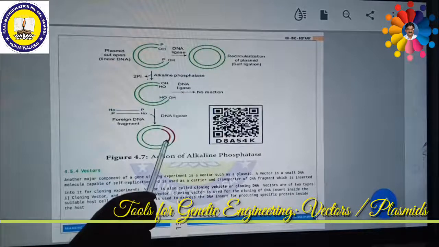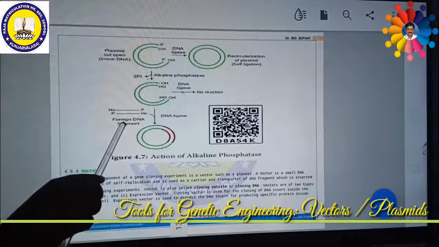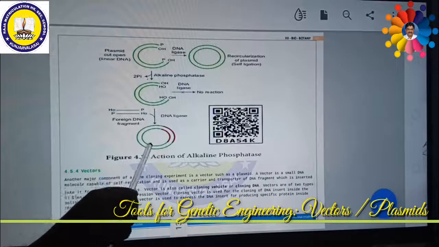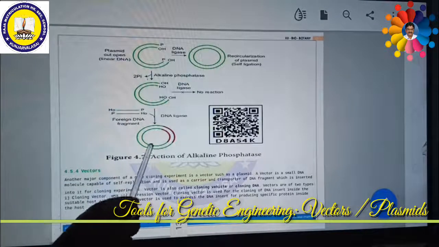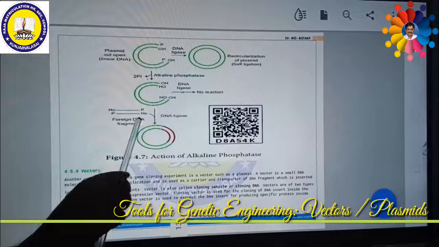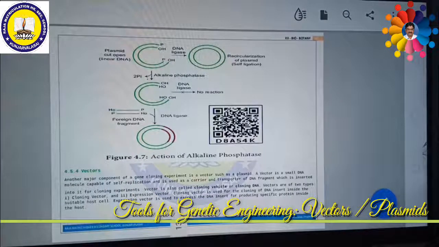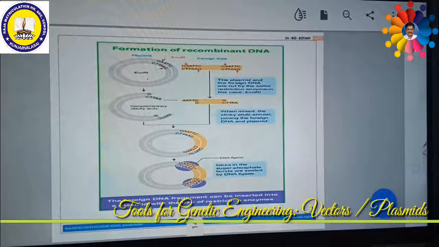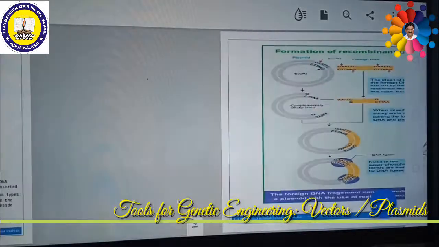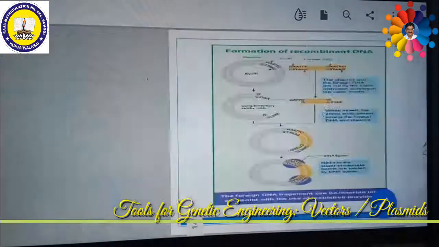These are available in some bacteria and some yeast cells. Most bacteria have this circular DNA. These are extra chromosomal DNA, called plasmids. These plasmids are used as vectors. Some of the vectors are available naturally, and some of the vectors are cultured in the laboratory. So we can see the details of this vector. The formation of recombinant technology can be done with the help of this vector.